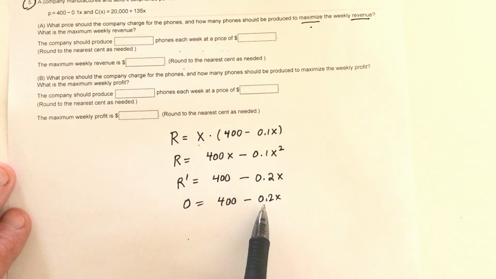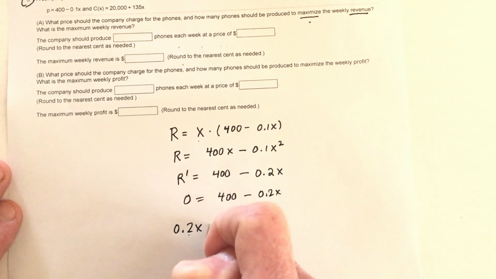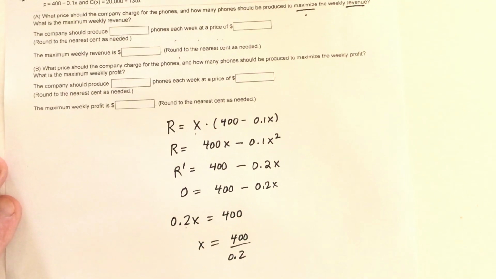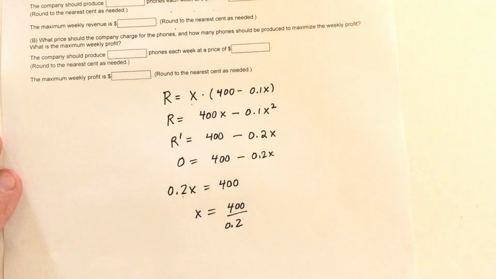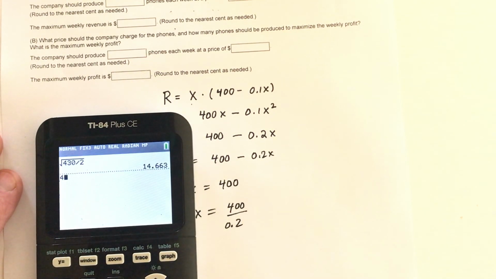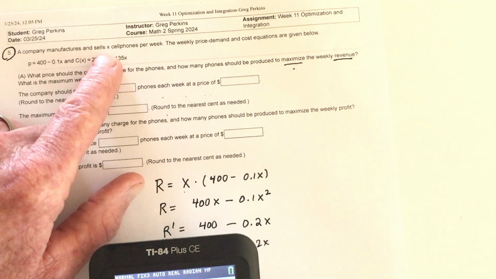And I would take this negative term and move it to the other side so it becomes a positive 0.2x equals 400. And then just divide, so it's going to be 400 divided by 0.2. And what is that? So 400 divided by 0.2 is 2,000. And the x stands for how many cell phones they sell per week.